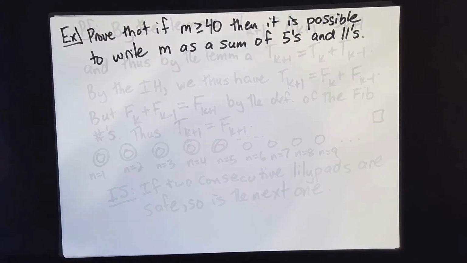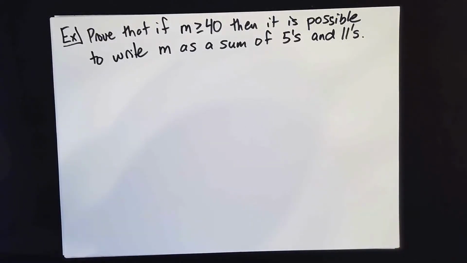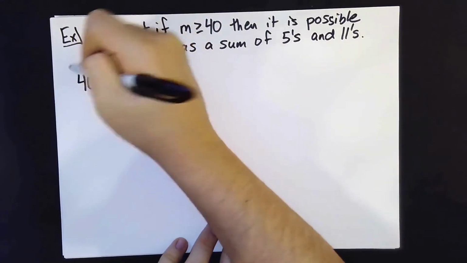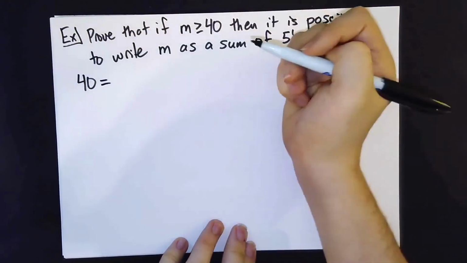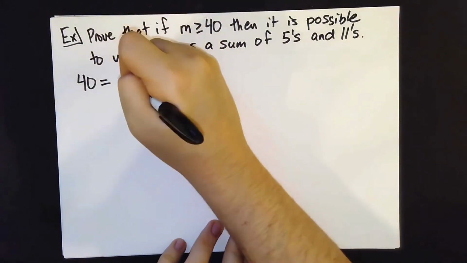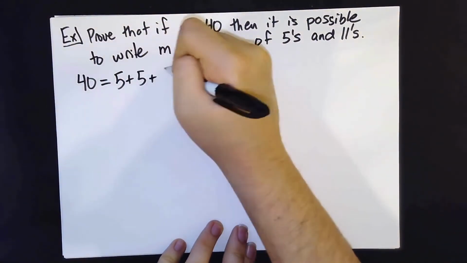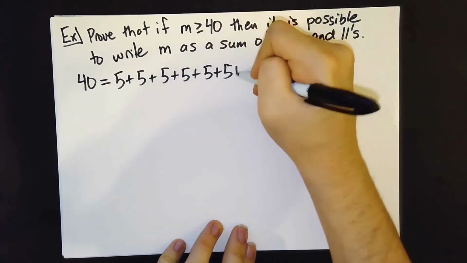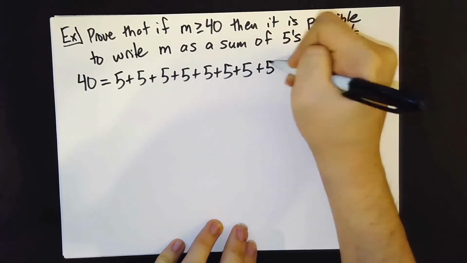So here's another example where we get to do something similar to the previous example. Here we're going to prove that if I take an integer greater than 40, then it's possible to write it as a sum of 5s and 11s. So just for example, I could write 40 itself as 5 plus 5 plus 5 plus 5 plus 5 plus 5 plus 5 plus 5.